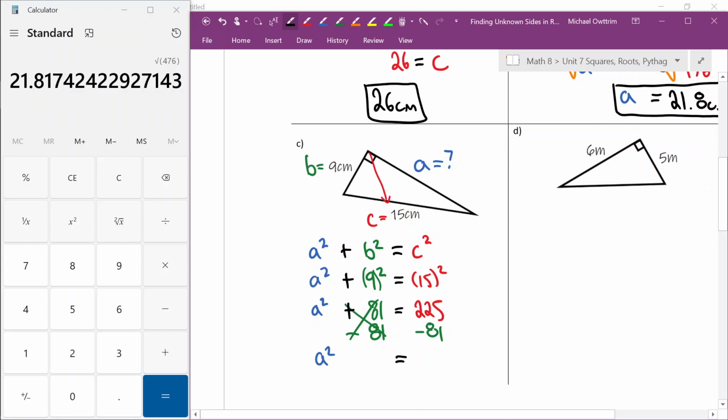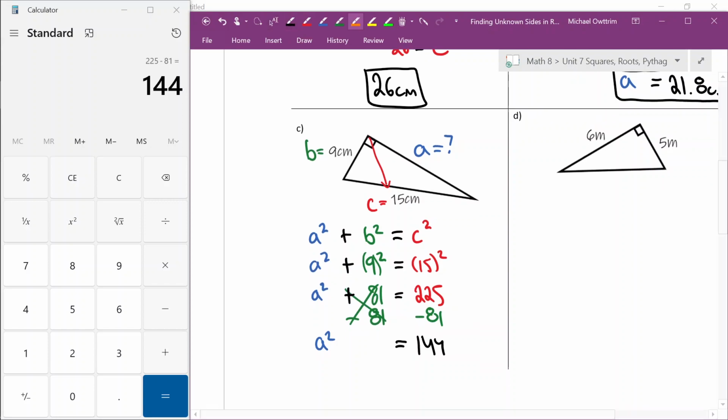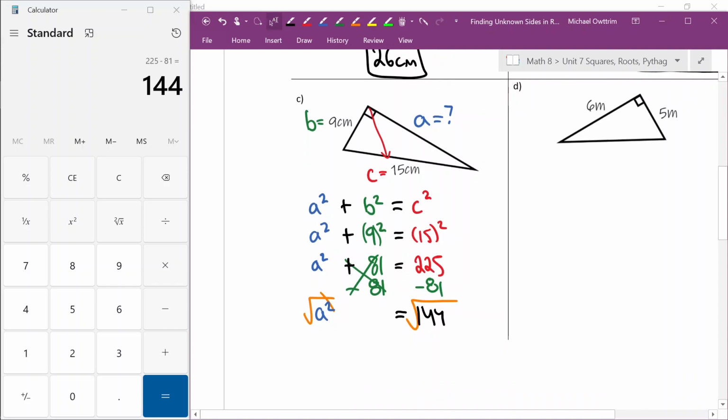On the other side, we have 225 take away 81. And of course, it is a calculator unit, so feel free to do that on your calculator to get your 144. Finishing up this question, we need to square root both sides to cancel out the square on our A. And we get A is equal to the square root of 144, which we know is 12. So we'll finish up and put our units. A is 12 centimeters.